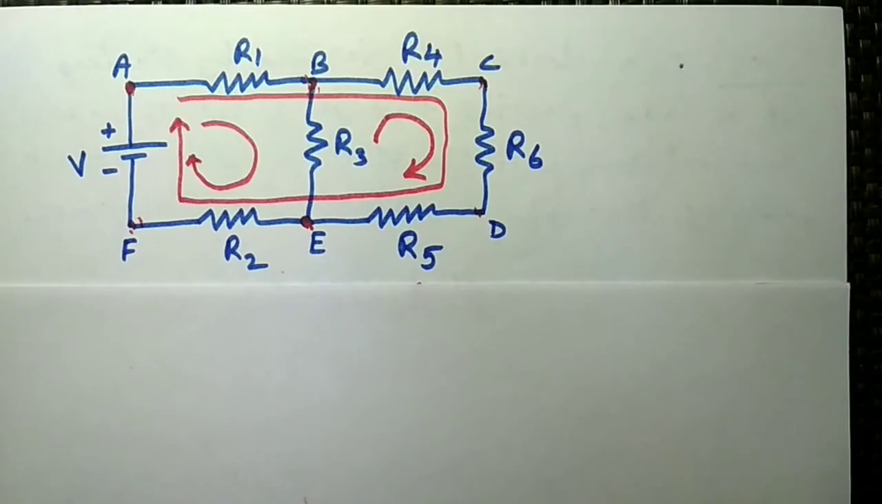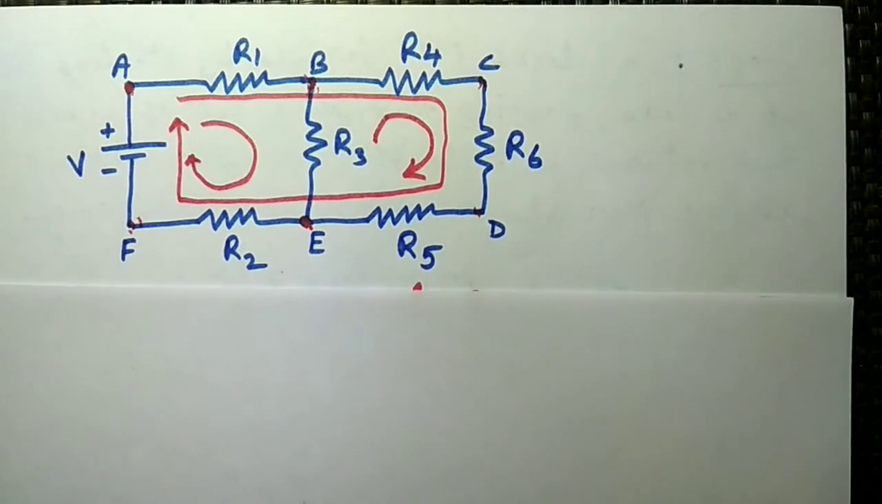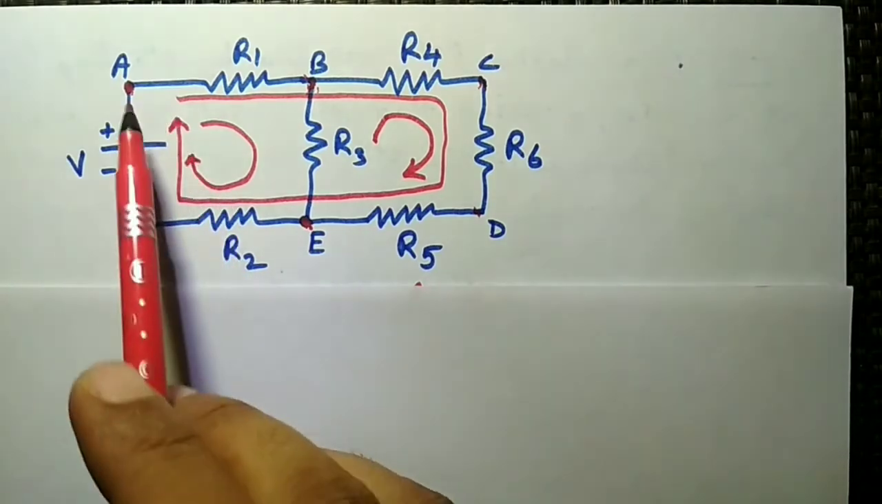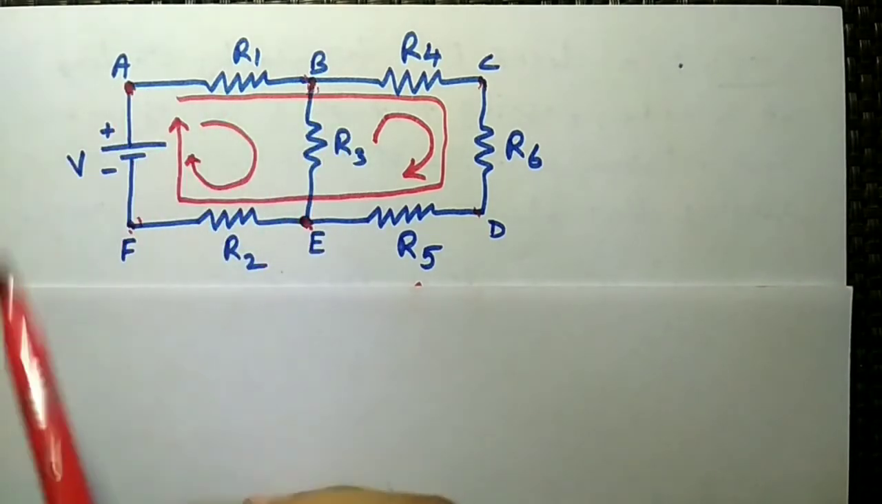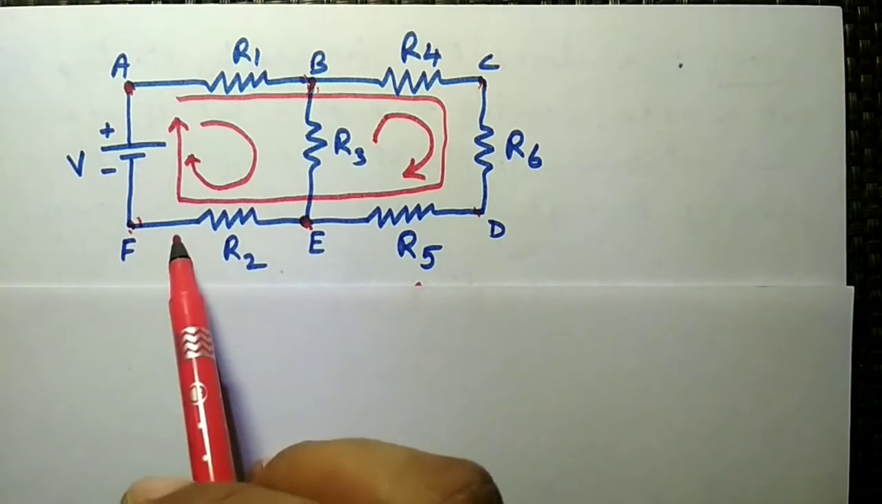Let's consider this circuit and we will explain all the definitions by using this circuit. The first one is called the loop. A loop is a closed path of a circuit. If we consider this circuit, here we have a total of 3 loops. The first closed path is A, B, E, F and A. So it is one loop.